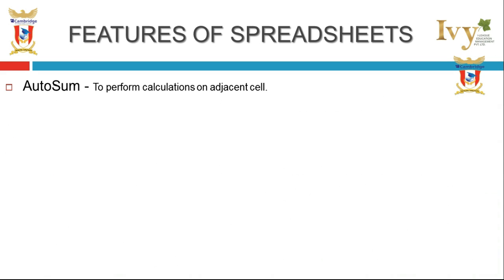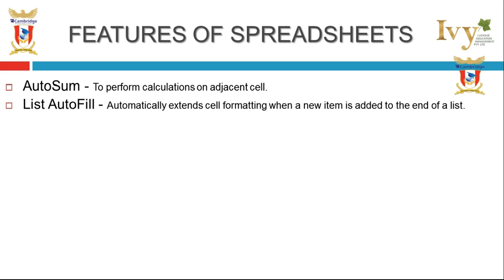Next, we will discuss features of spreadsheets. First feature is auto sum. This feature is used to perform calculations on adjacent cells. That means with the help of this feature of spreadsheet software, we can perform arithmetic calculations on the cell values. The next feature is list autofill.